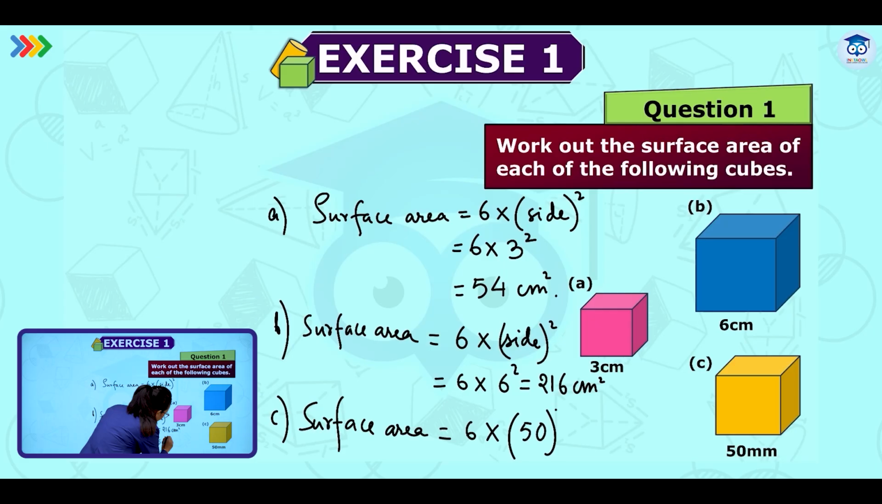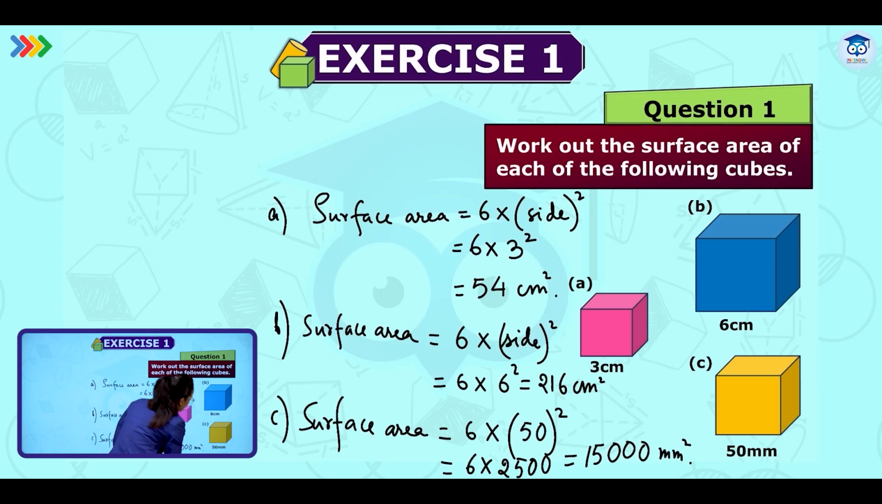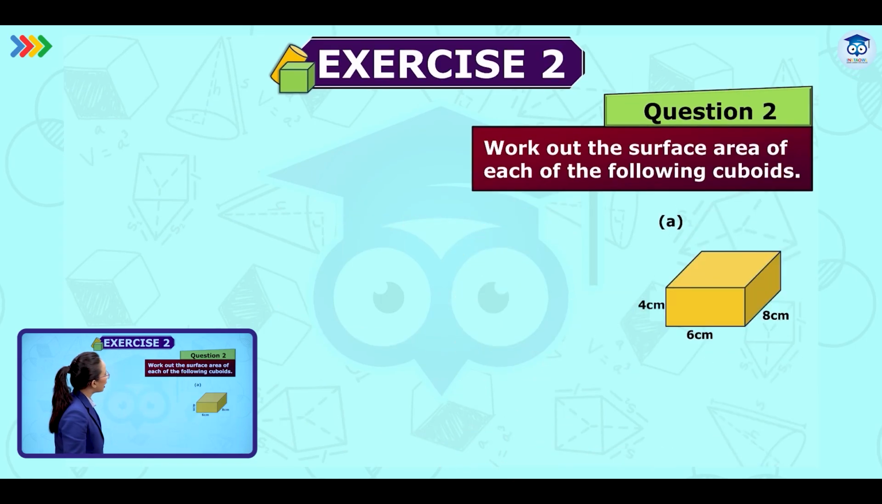So we have side square is 50 square. So we can calculate this, and we have this is 6 into 2500. So the answer is 0.00015 millimeter square. Very easy. So next we have the finding of the surface area of a cuboid.